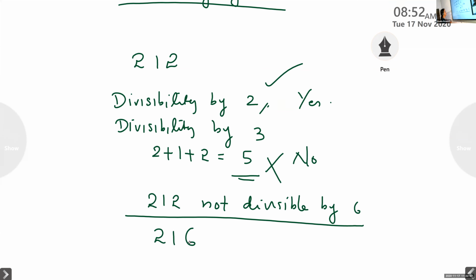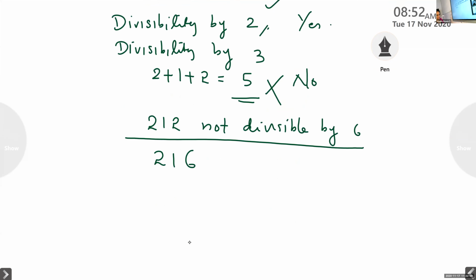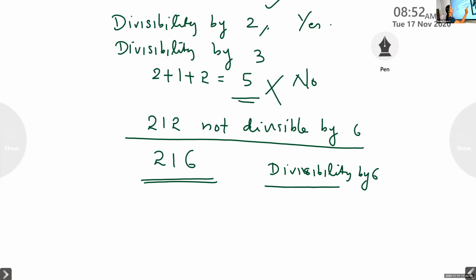216. How will you check? What is the first one? You are checking divisibility by 6. Ma'am, should we write this? Divisibility by 6. We are checking divisibility by 6. But we have to check both 2 and 3. So now first of all we are checking divisibility by 2.